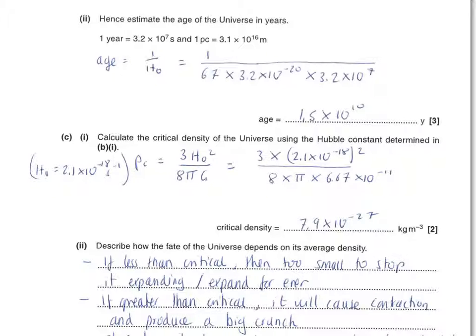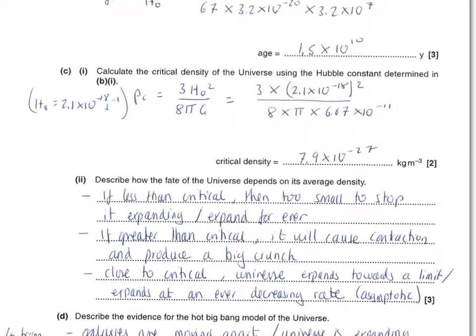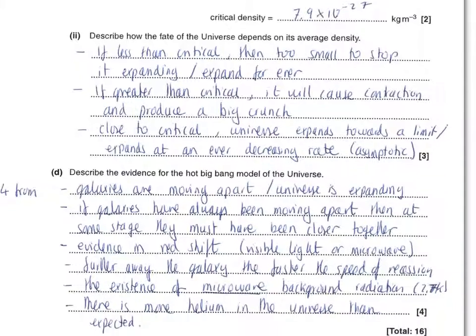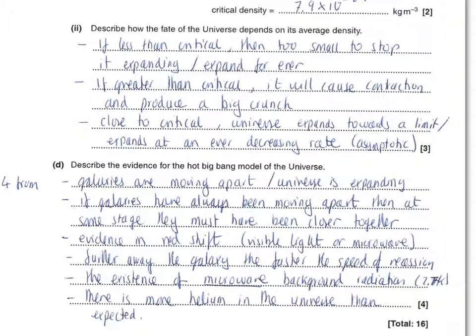We now move on to two remaining parts of the question that are descriptive. So first of all, describe how the fate of the universe depends on its average density. Now be careful here, the mark scheme gave no credit for the terms open, closed and flat. I suppose those would be naming three possible fates rather than describing them.